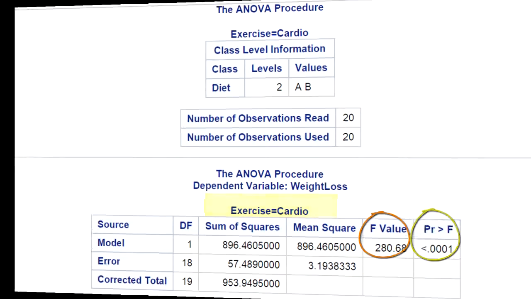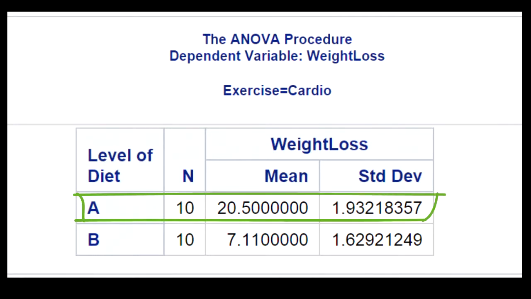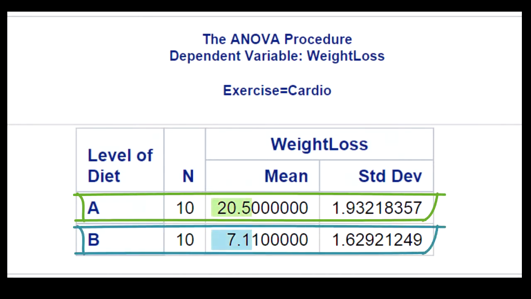When examining the means table, we see that for those involved in the cardio exercise program, diet A is associated with greater weight loss, 20.5 pounds on average, than diet B, which is 7.1 pounds on average.